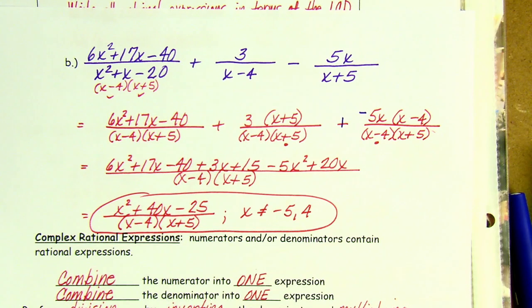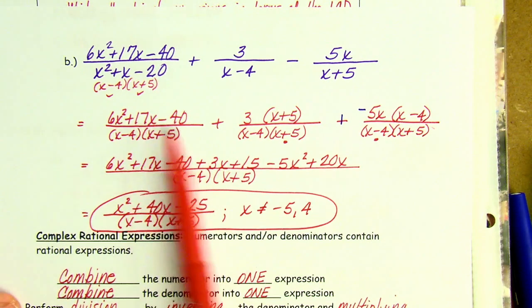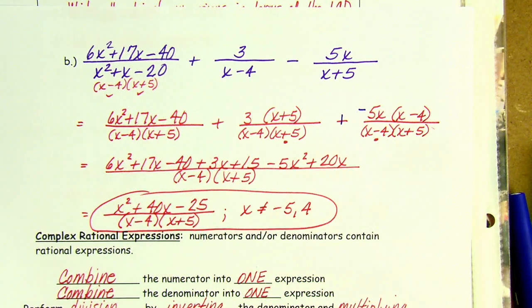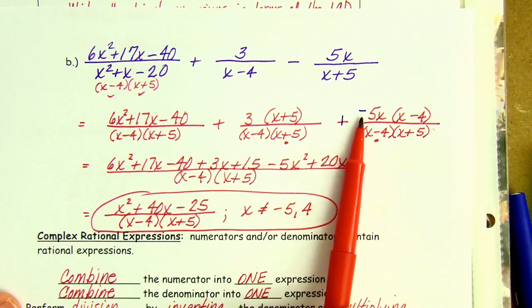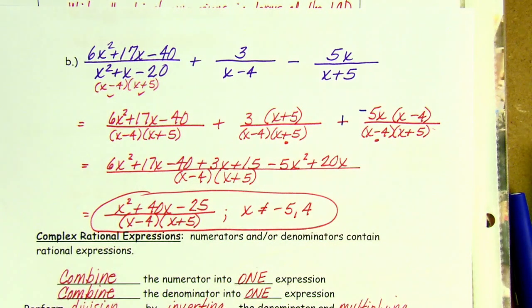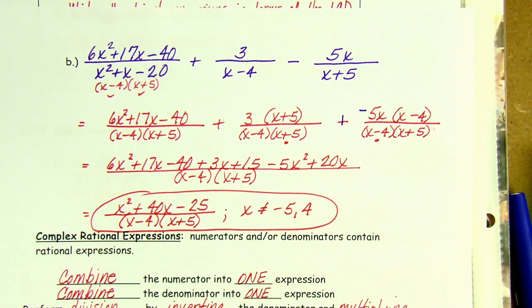So hopefully you paused the video and went through the problem. Compare your answer to mine. Notice how I factored. I built my LCD, wrote each fraction in terms of the LCD, identified the intruder, moved the intruder up, changed my subtraction to addition and moved the negative in, distributed, combined like terms, got my final answer with my restrictions.